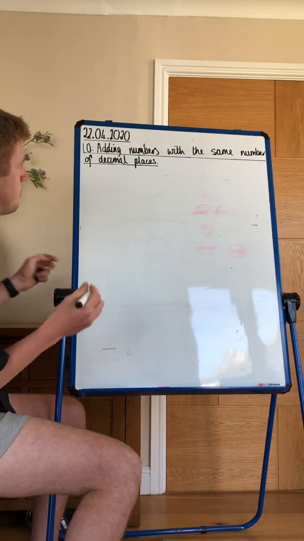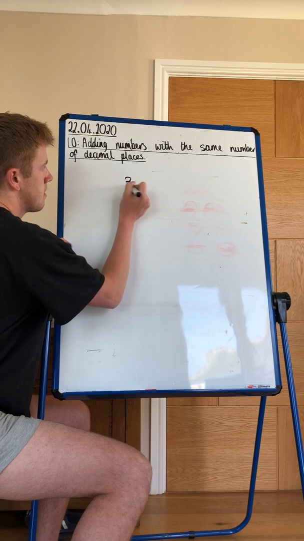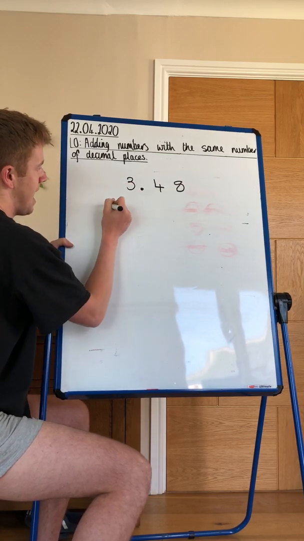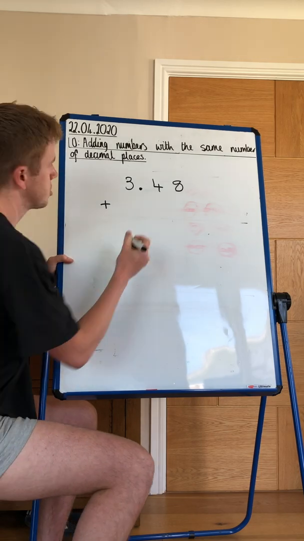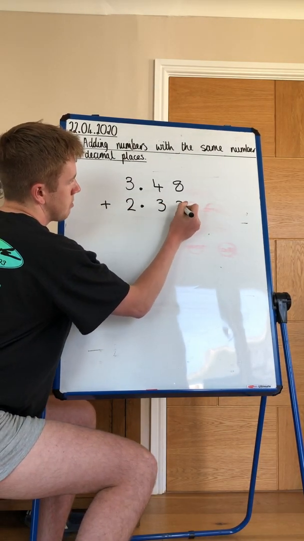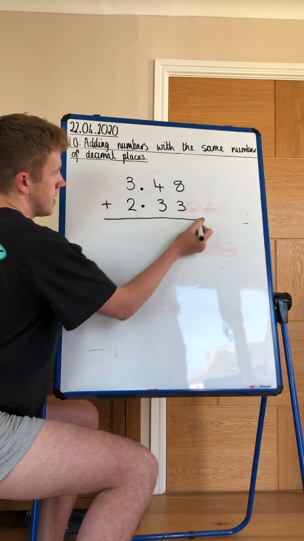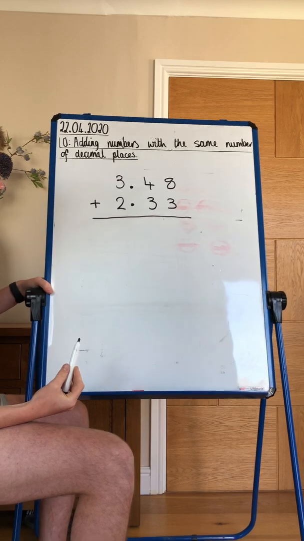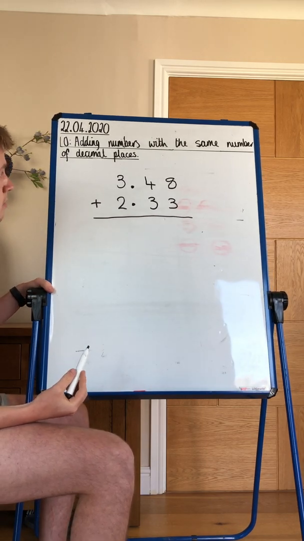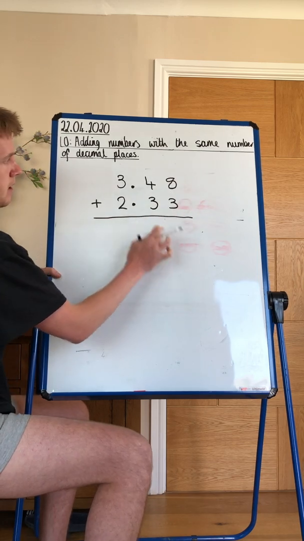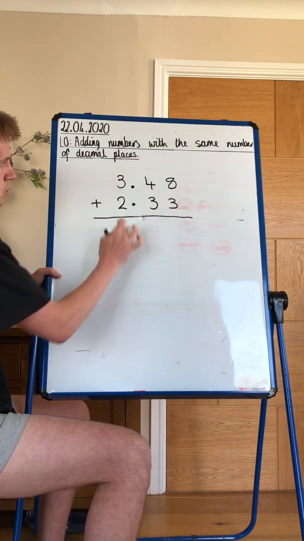Now, I have a number of 3.48 add 2.33. Now, one thing that we need to pay attention to is how we line our columns up, okay? So we have our hundredths here, our tenths column, and our ones, okay?